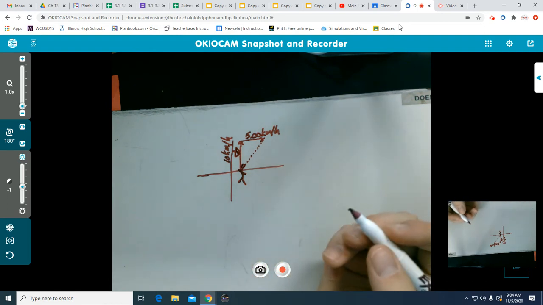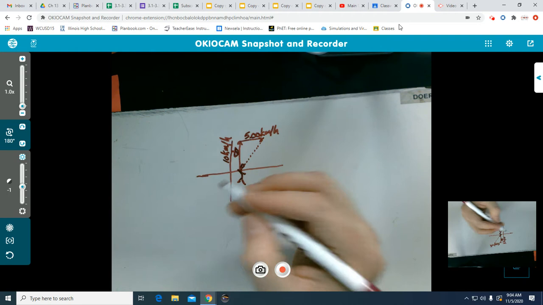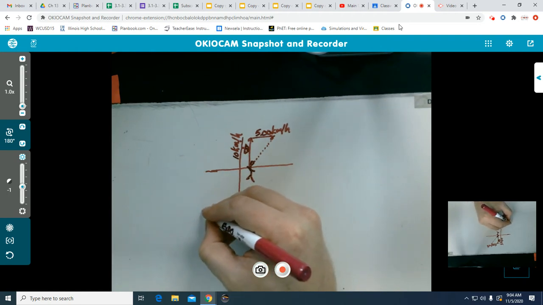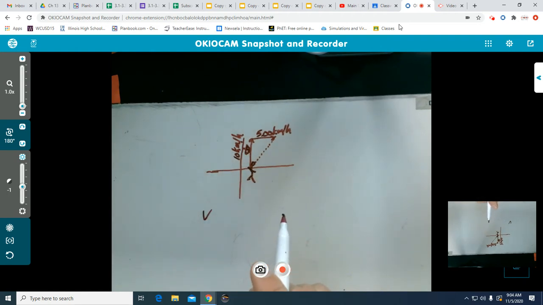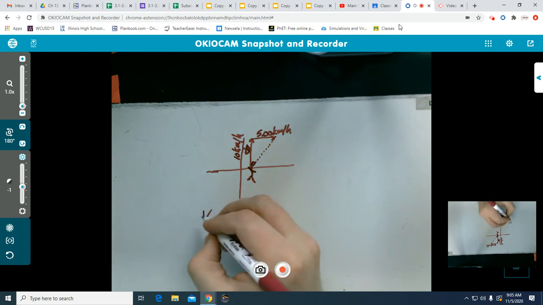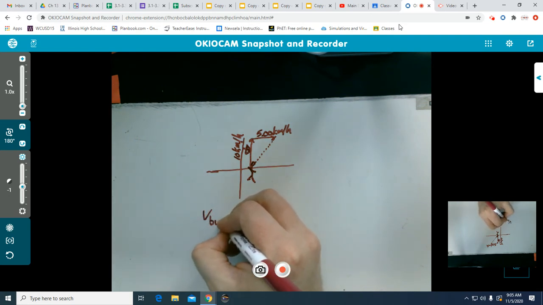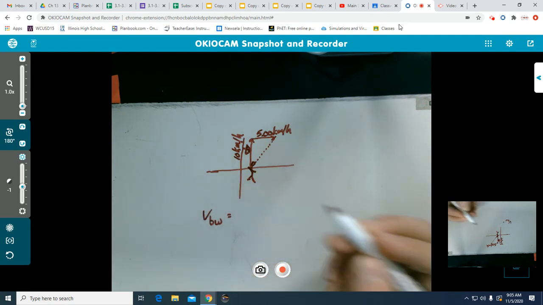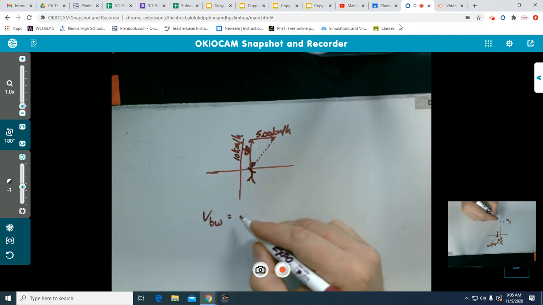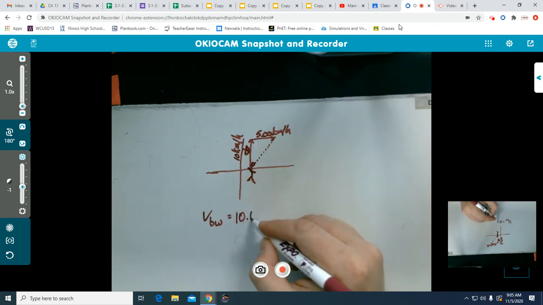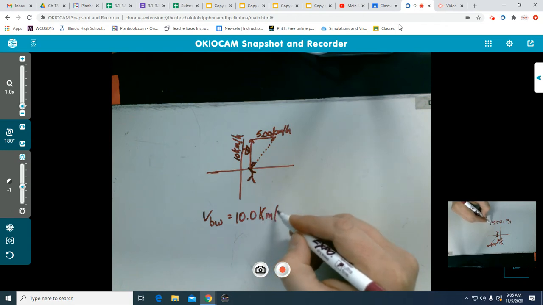Okay. So let's look at the velocity of the boat. How could we name that? Okay. We got the velocity. Since we're talking about the velocity of the boat with respect to the water, because that's how we're figuring out how fast we're going, we have the velocity of the boat with respect to the water, VBW. It has a velocity of 10 kilometers per hour, like we mentioned.